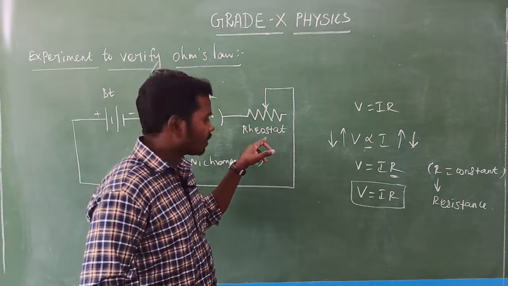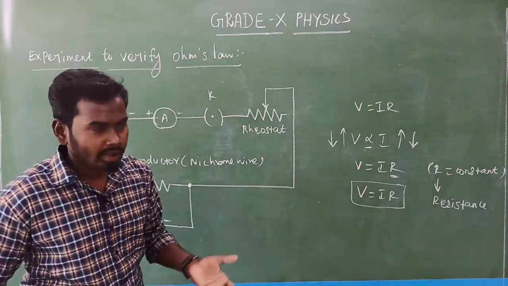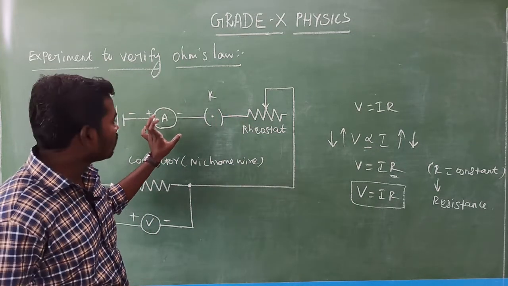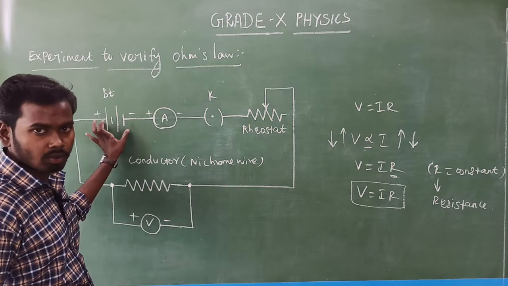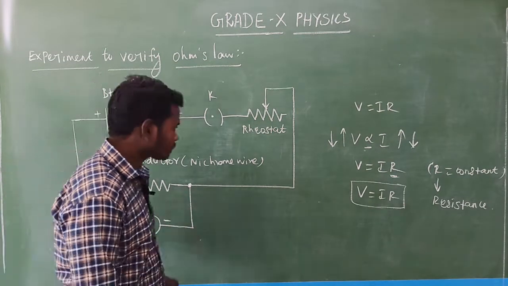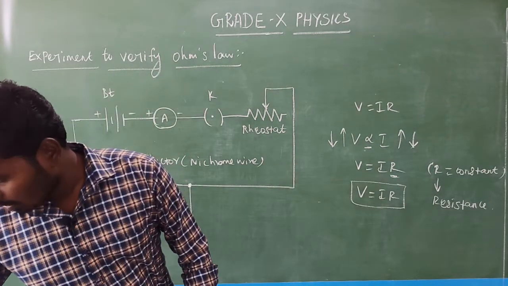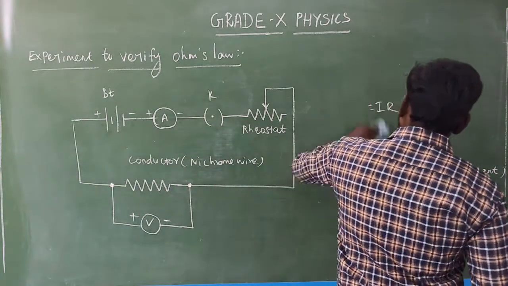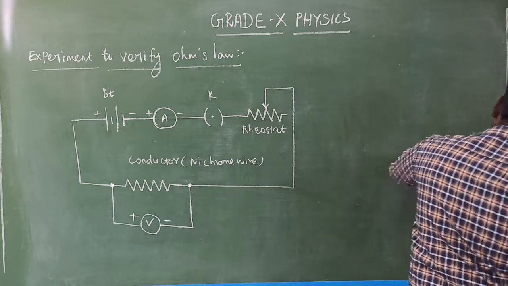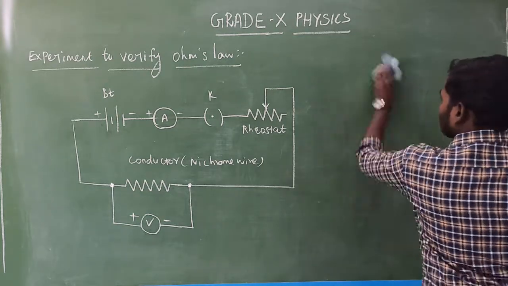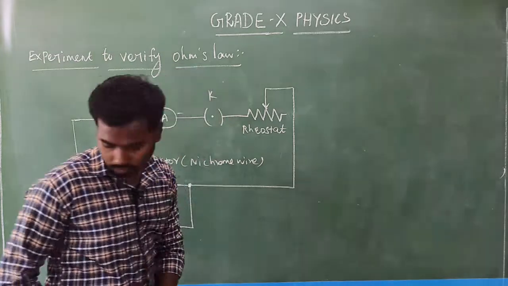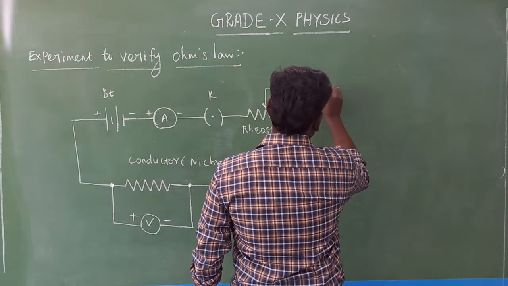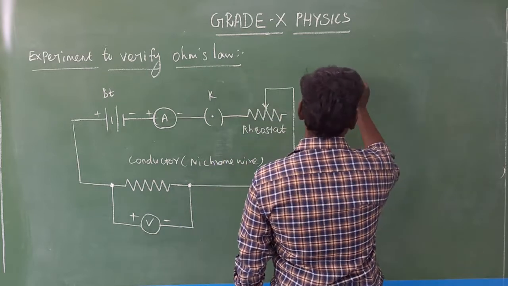Already I said that. What is rheostat? Rheostat is a device which is used to change the current value without changing this potential difference value. Is it clear? That's all. Look at here. So next, I'm going to make a tabular column. This is Ohm's law tabular column.